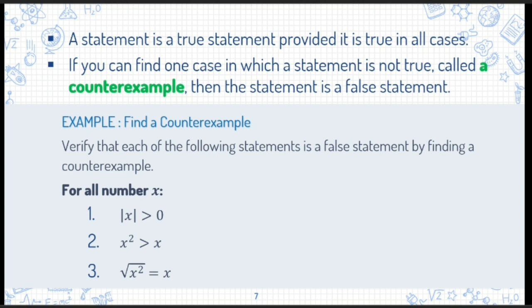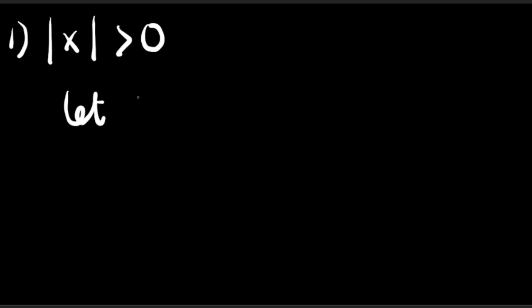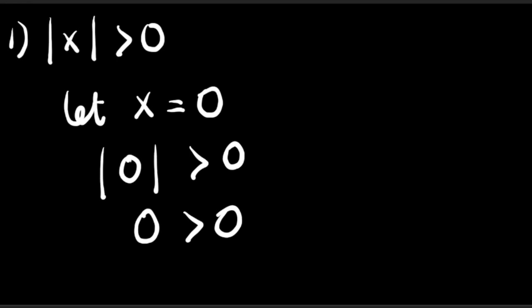So let's have the following example. Find a counterexample. Verify that each of the following statements is a false statement by finding a counterexample. For all numbers x, first example: the absolute value of x is greater than 0. Maybe I could say, let x be equal to 0, because when x is 0, the absolute value of x is greater than 0 becomes 0 is greater than 0, which is a false statement. There you have my counterexample. So that would make this statement a false one.